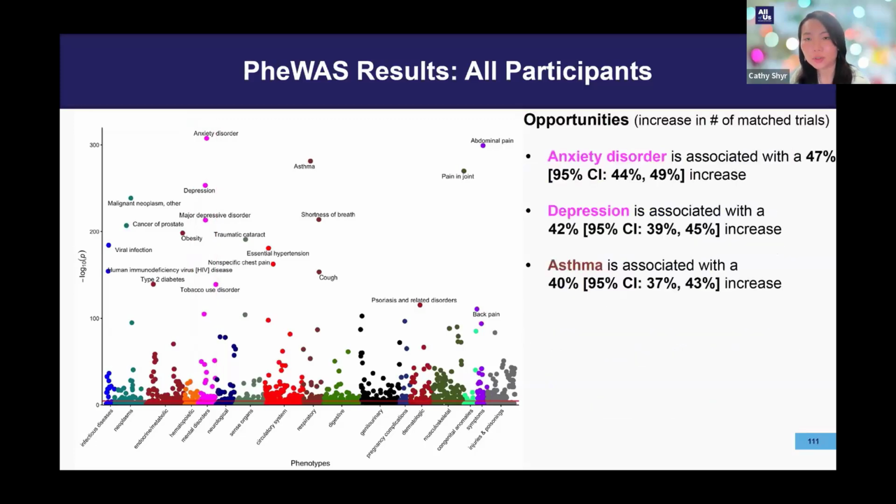So just to dive into a little bit more about what these data points mean, anxiety disorder was associated with a 47% increase in the number of matched trials, adjusting for other covariates such as age, sex, geographic location, et cetera. And depression was another condition that had a very large effect size, which was associated with a 42% adjusted increase, followed by asthma with a 40% increase in the number of matched trials.